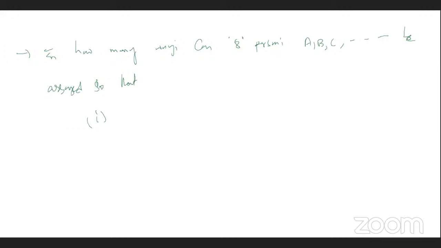Yes, sir. Next question. In how many ways can 8 persons A, B, C and so on be arranged so that, first question, A, B, C are all not together. Second, no two of A, B, C are together. So total 8 persons. In this only 3 I am mentioning because the problem is related to these 3 only.